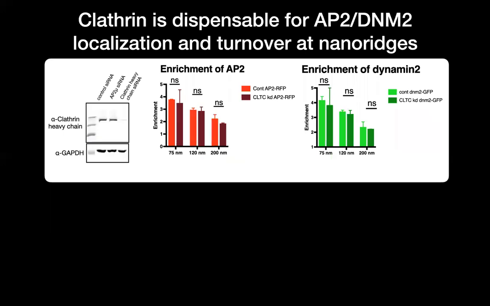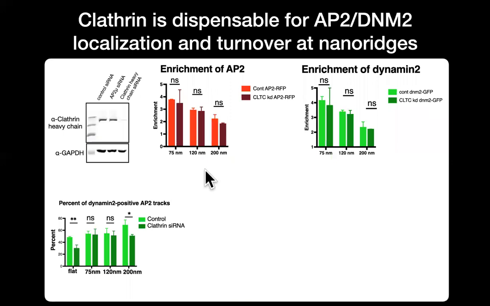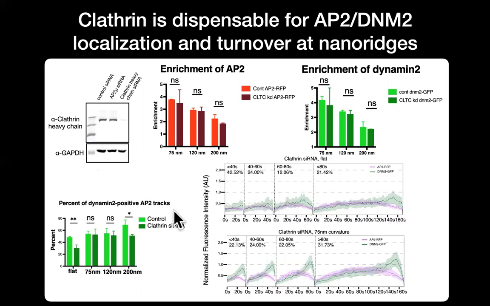Meanwhile, if we knock down clathrin, there is no change in the enrichment of AP2 or dynamin 2, so their localization to curvature is independent of the clathrin coat. And there's also a really strong rescue of overlap between the two. So when you knock down clathrin, you see a decrease in overlap on flat substrate, but you see no change on the induced curvature. So this tells us that the sites are forming sort of normal endocytic structures.